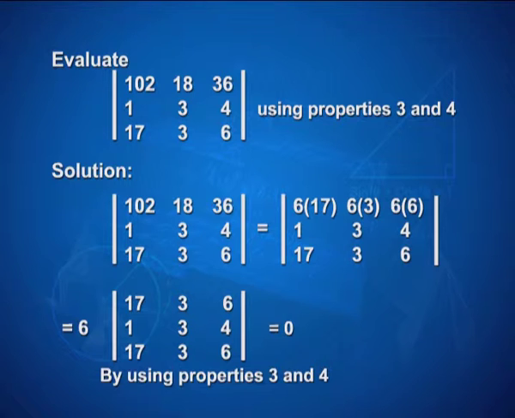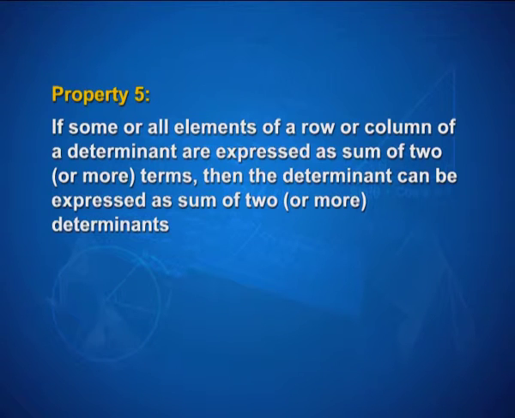So, the value of determinant is 0 and hence answer is 0. Now, students, look into the fifth property. What does it say? If some or all elements of a row or column of a determinant are expressed as sum of 2 or more terms, then the determinant can be expressed as sum of 2 or more determinants. So, students, now let us solve another example to verify property number 5.